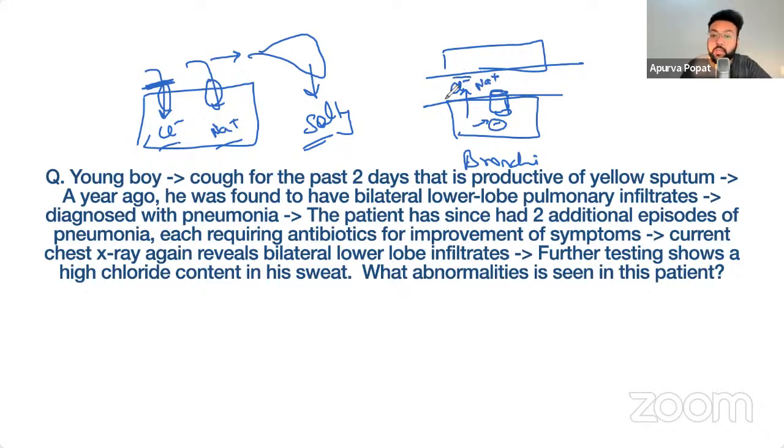So we want sodium and chloride to remain in the lumen of the bronchi so that the water will also stay there, and that will chop off the mucus. That's why the mucus becomes thin. This is very, very important.